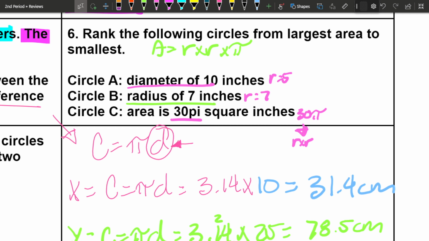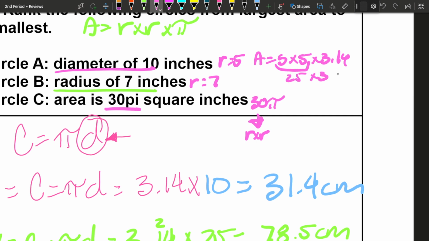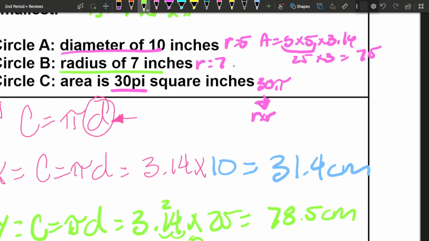So let's find the area for circle A, now that we know the radius. Area equals 5 times 5 times 3.14. But I'm going to estimate, and I'm just going to do 5 times 5 times 3. What's 5 times 5? 25 times 3 is? 75. So for A, it's about 75. For B, what is 7 times 7? 49. And 49 is next, right before 50, right? So what is 50 times 3?